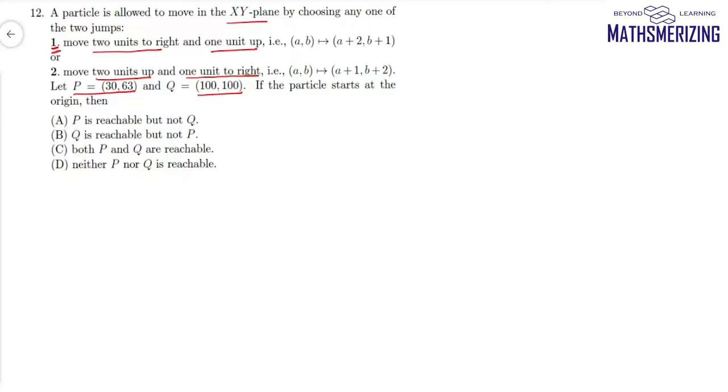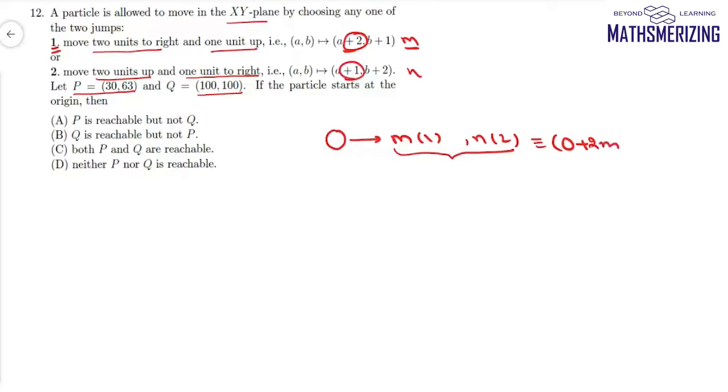Now what we'll do is, suppose the particle which is at the origin takes m jumps of jump 1 and n jumps of jump 2. So in this step it takes m jumps, and for this it takes n jumps. So after these jumps, the coordinate of this point will be, after m jumps in this direction, 0 plus 2m, and then n jumps will also add plus n, and in the same way in the y coordinate it'll be m, and then plus 2n. So the coordinate that this point can have is (2m plus n, m plus 2n).